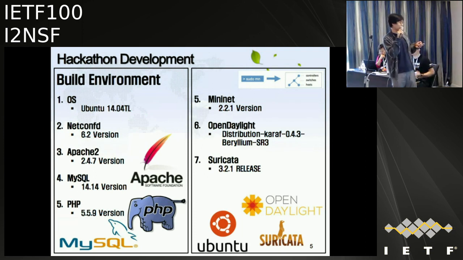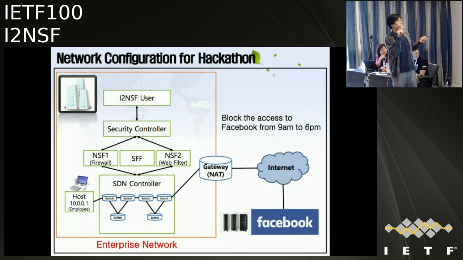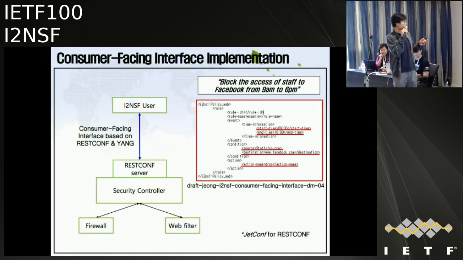So this is what we used in this implementation. And this is the network configuration of our I2NSF framework components based on an SDN network. To implement the consumer-facing interface, we used the RESTCONF protocol and YANG. And to implement the RESTCONF protocol, we used JetConf. Basically, in our implementation, the I2NSF user specifies a high-level security policy in XML like this. And then the I2NSF user sends the high-level policy in XML to the security controller using the RESTCONF protocol through this RESTCONF server.